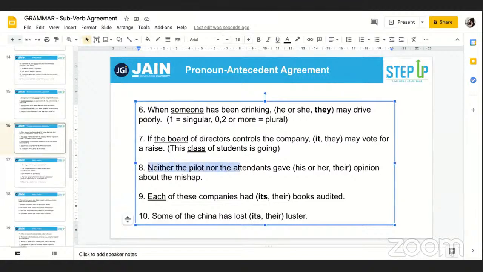Question 8. Sir, I think it's "his or her." It's "their." Is the subject 0, 1, or 2? Is it one person, is it many people, or is it nobody? Many people, sir. Neither... nor. More than one. It's 0.